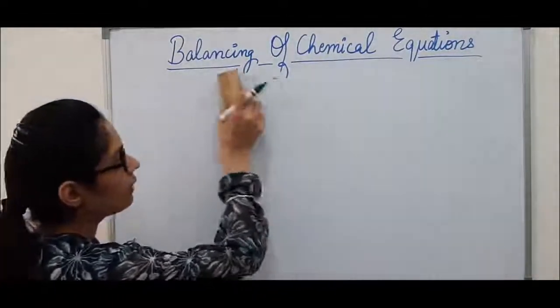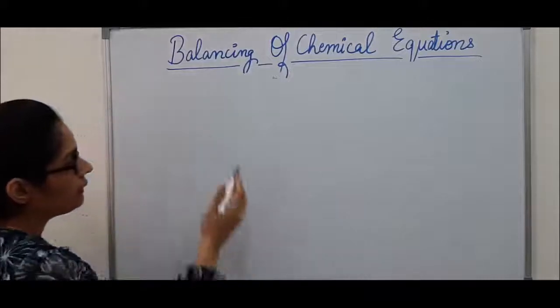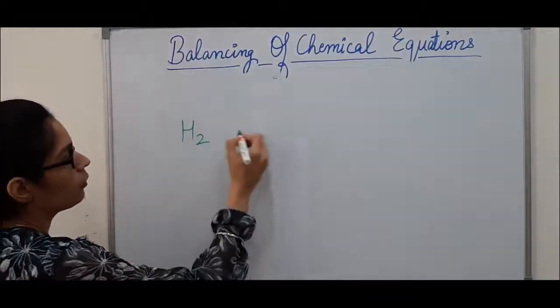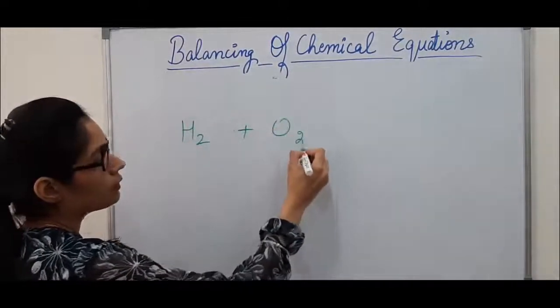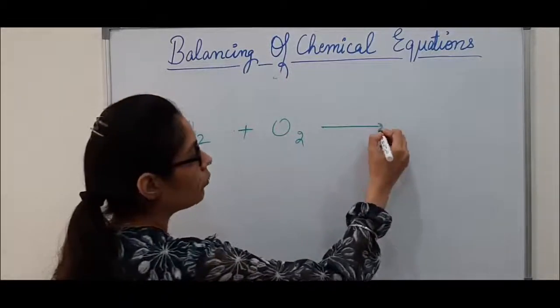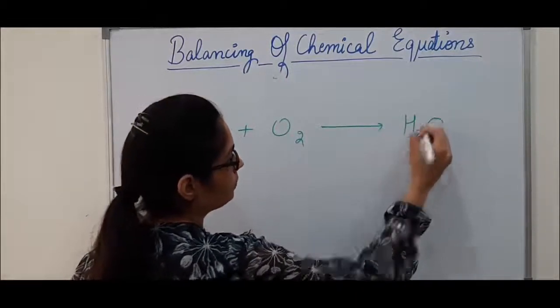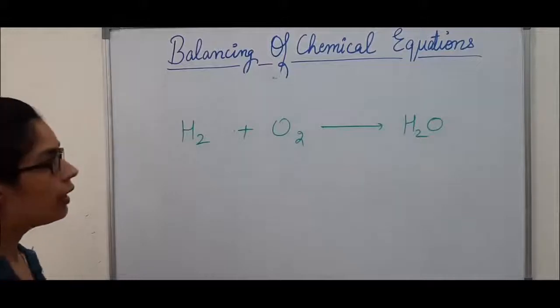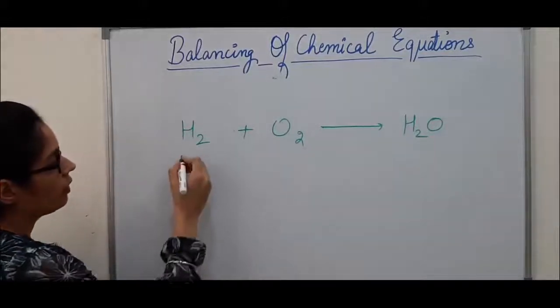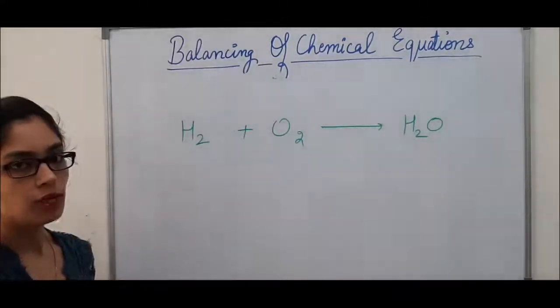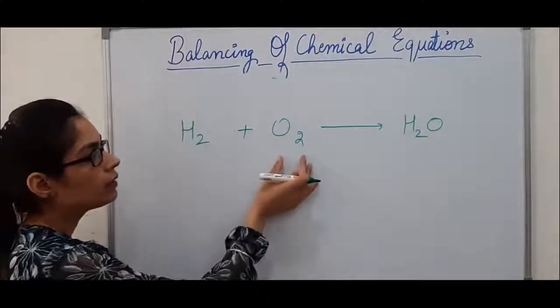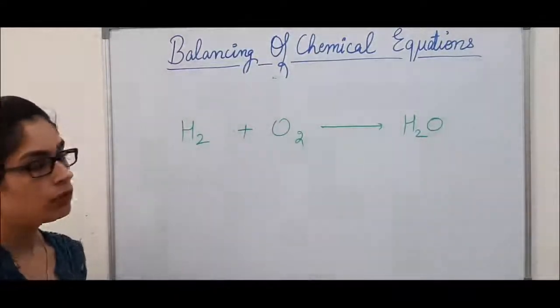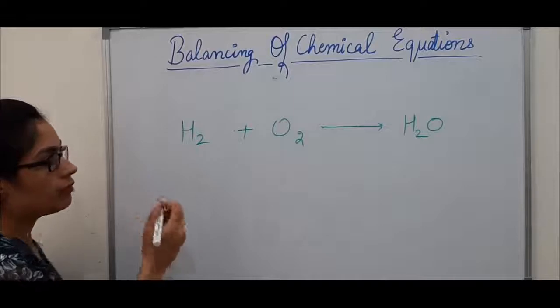So let's take another simple example. I'll take the example of hydrogen plus oxygen. It will give me water, H2O. Now I will not see the number of atoms. Now I will see the mass of each element on both the sides, and then I will see the total mass also.